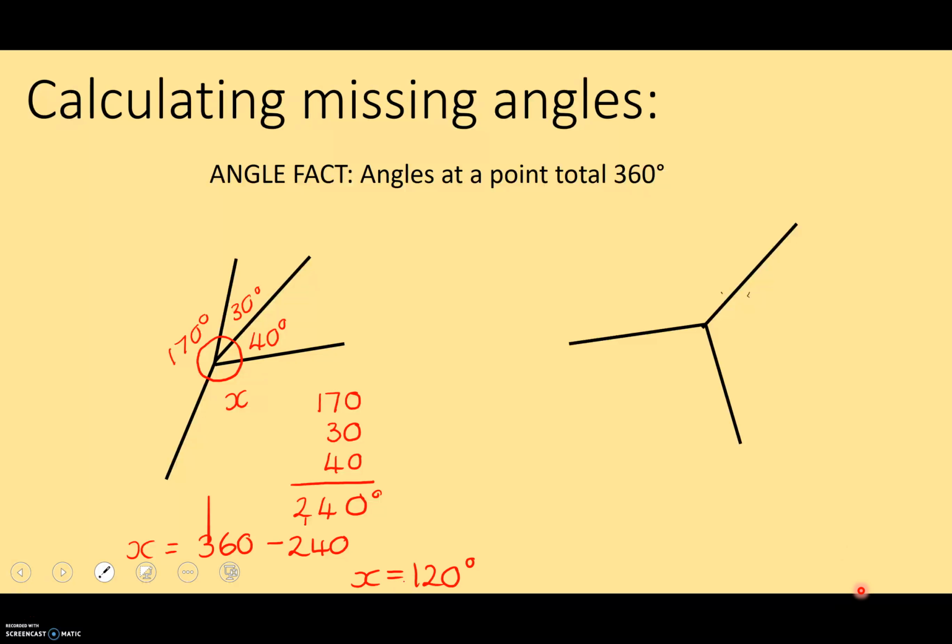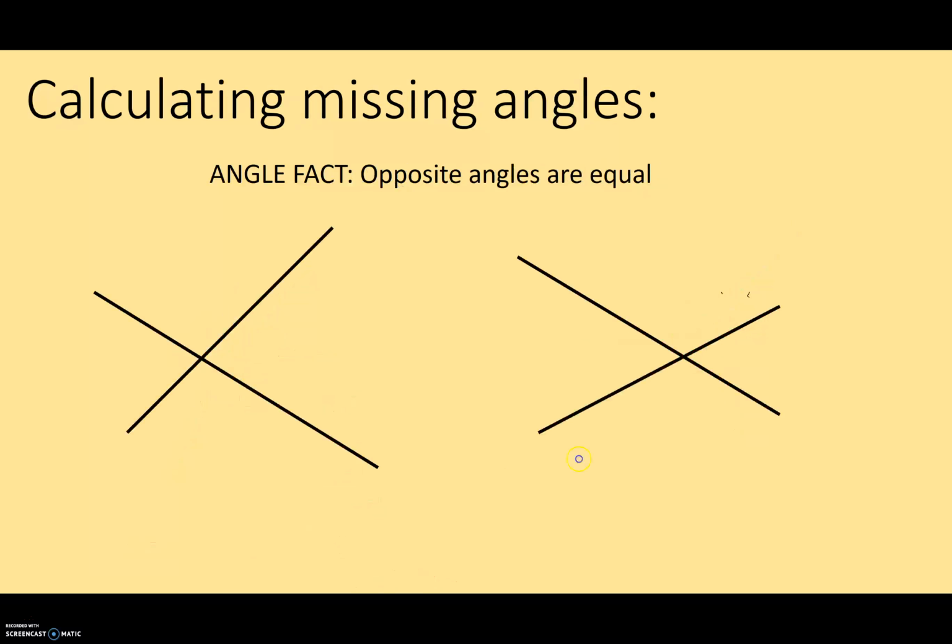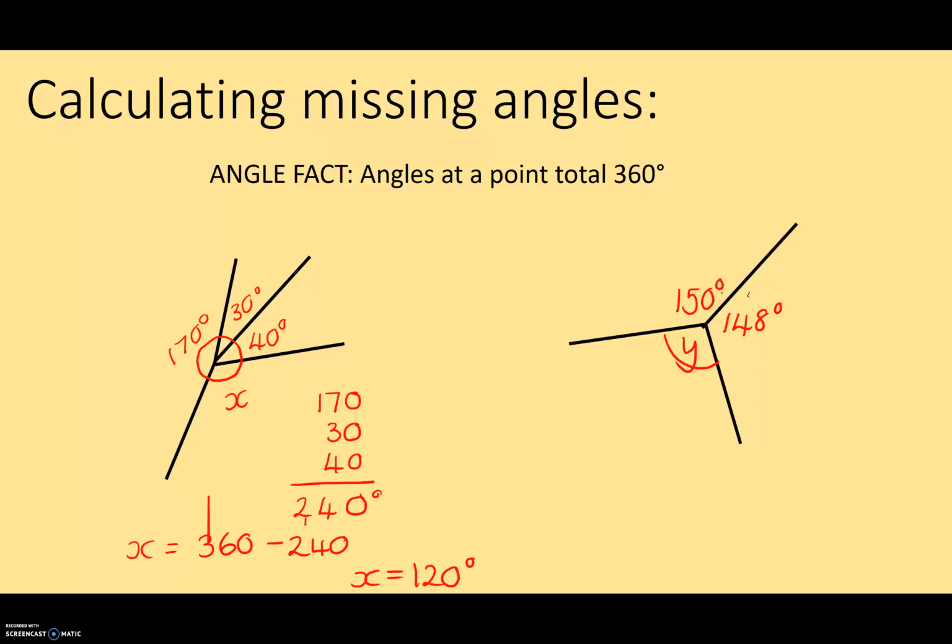If I said that this missing angle over here was called Y, and I told you that this one here was 150 degrees, and this angle here was 148 degrees, could you work out what Y is? Pause the video, have a little go, and then you can check your answer.